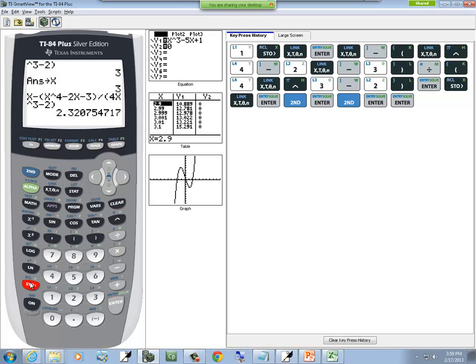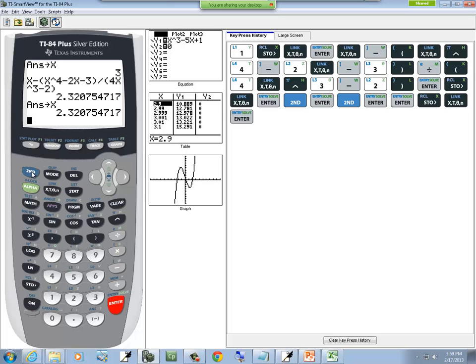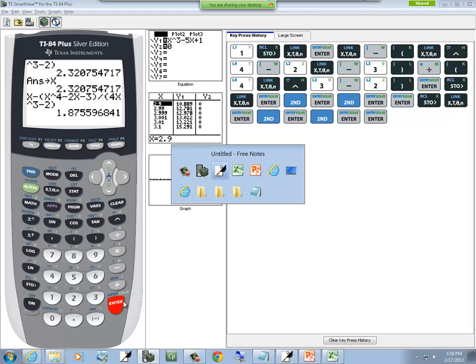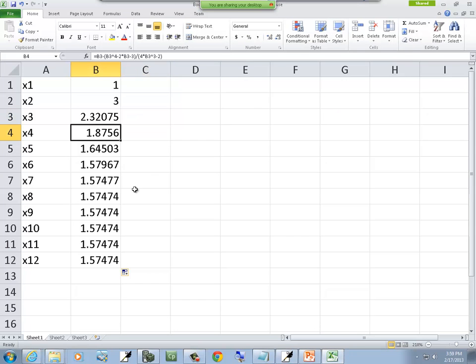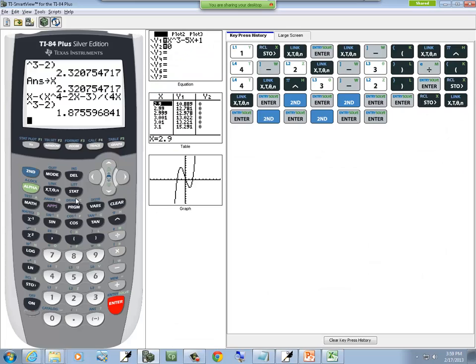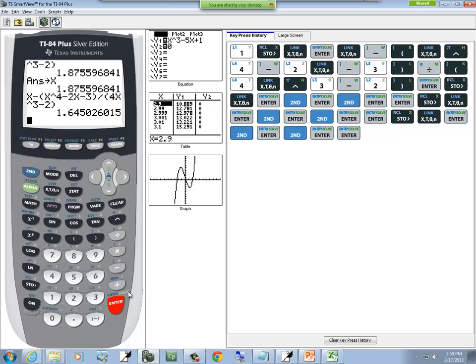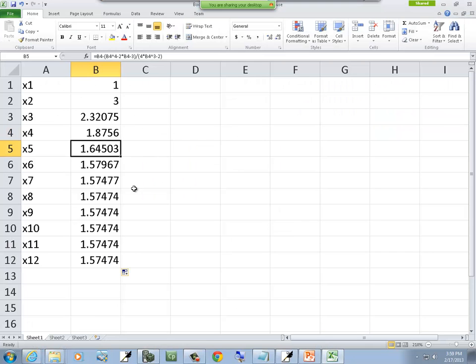Again, I store that in X. I press the store, press the X, press enter, and I'll do second enter twice. It'll bring up that previous formula again, and I press enter, and that comes up with the next one, which is equal to that right there. So then I'll press store and store it back into the X, and then do second enter twice. It'll bring up your previous formula, and then enter again, and we get 1.645, and so on.